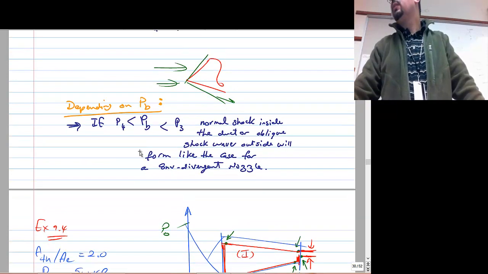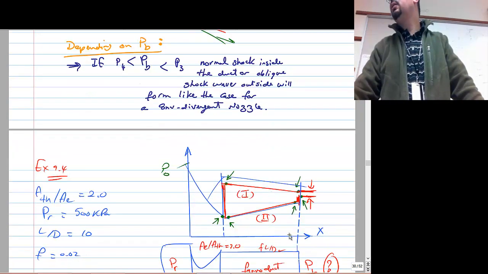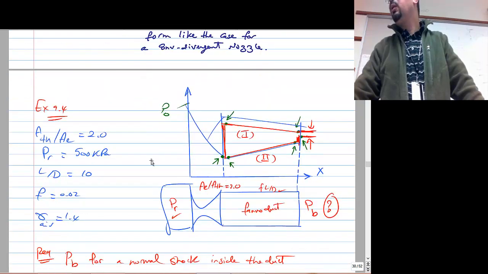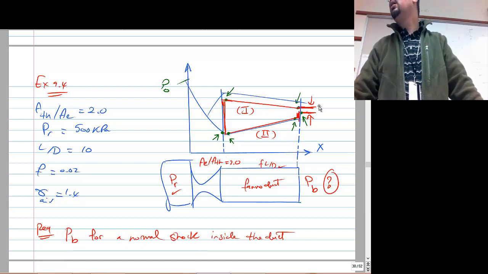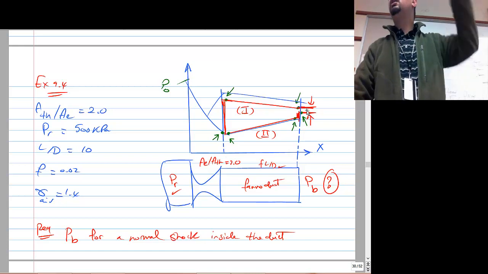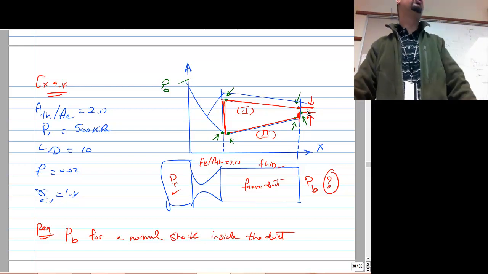right? And so the normal shock inside the duct, here is this example. You basically find the back pressure for a normal shock inside the duct. So here are the two extreme cases. Normal shock at the exit of the duct, normal shock at the inlet of the duct. And between the two of them, that is the range of back pressure that will put a normal shock inside the duct.